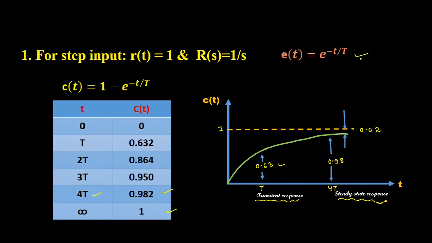Now this is the equation of error for the first order control system when subjected to unit step input. So when we put t is equal to 4T in this equation, we will get e(t) is equal to e to the power minus 4, which is equal to 0.02. Thus, when actual output reaches within 2% of the desired value, it is said that steady state is reached. Therefore, time 4T is termed as the settling time of the control system, and 4T is the basic demarcation between the transient response and steady state response of the control system.